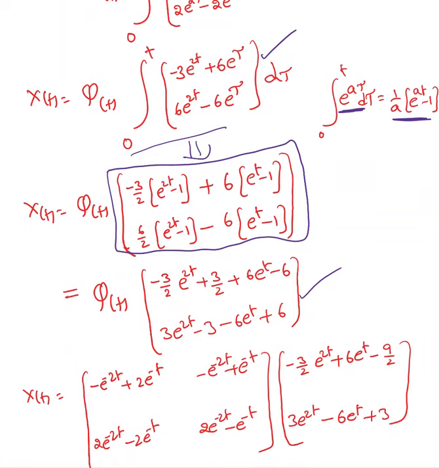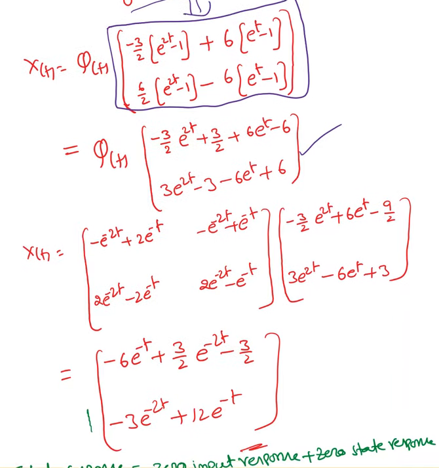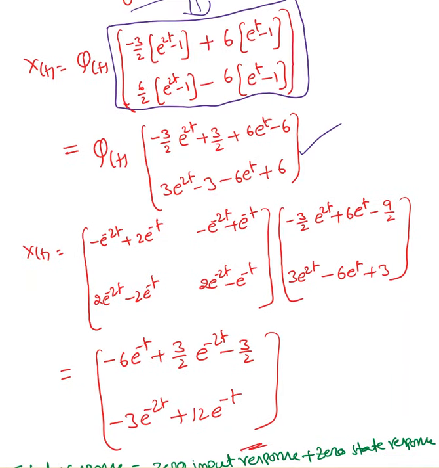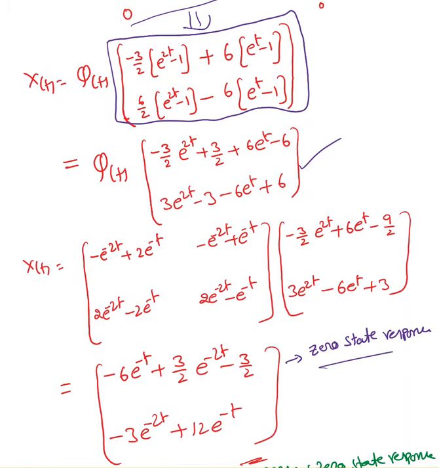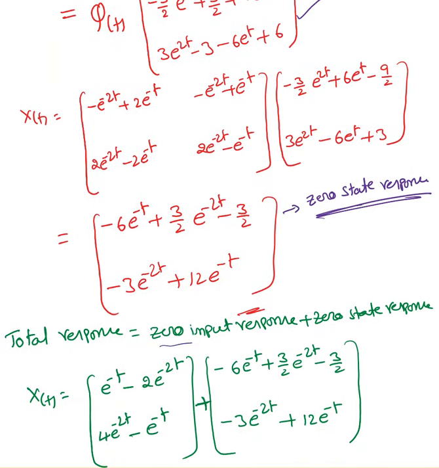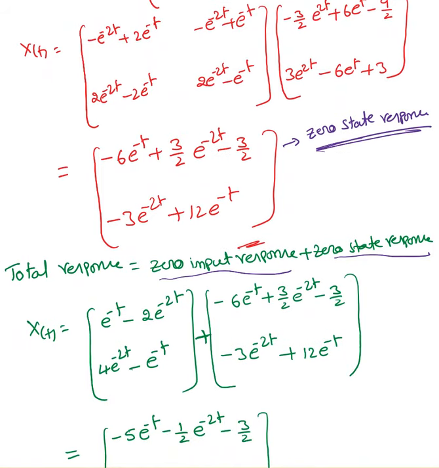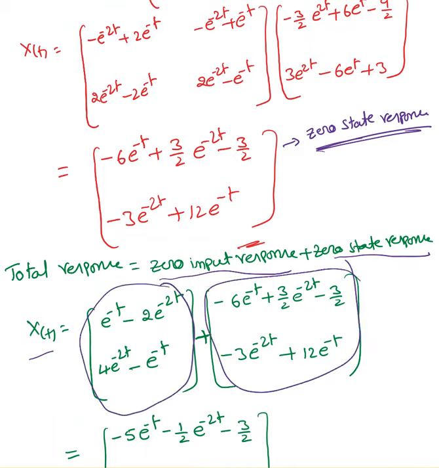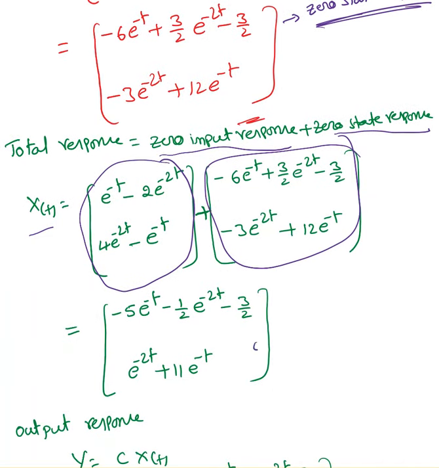Then x of t equal to phi of t times this matrix. Once I multiplied, this is the x of t. So this is the zero state response. Now the total response is nothing but the zero input response plus the zero state response. So when I added them together, x of t equals e to the power of minus t... So this is the zero input response and this is the zero state response. When I added them, I end up with this x of t.